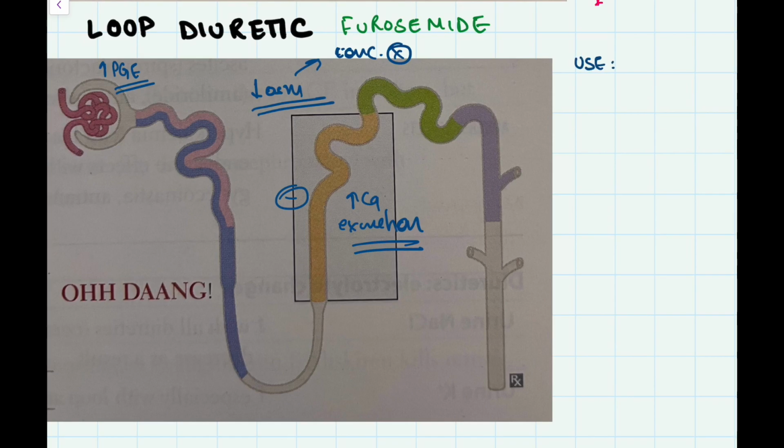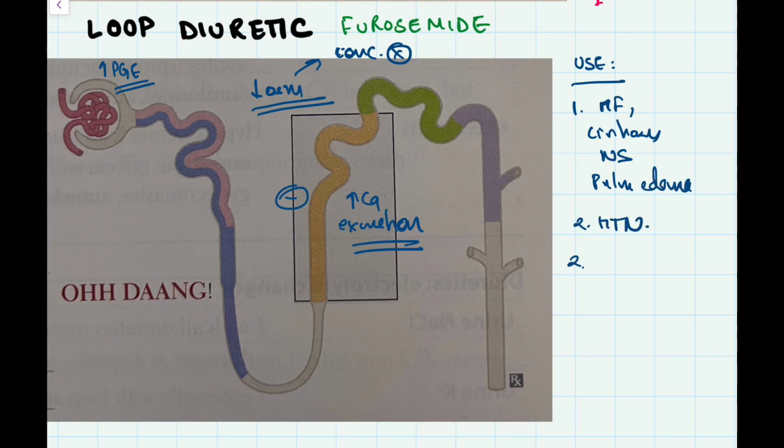So what are the uses? It can be used in edematous states like heart failure, cirrhosis, nephrotic syndrome, pulmonary edema. It can be used in hypertension and in hypercalcemia, right? Because it is causing increased calcium excretion.